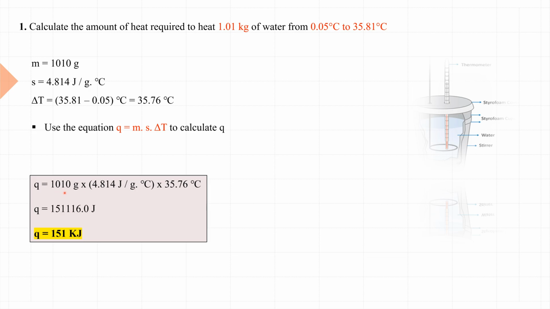Again, let's focus on the sig figs. There are 3 sig figs in the mass number, 5 sig figs in the specific heat, and 4 sig figs in the temperature change. So we consider the least number of significant figures in multiplication and division. The least number is 3. Then the final answer is given in 3 significant figures.